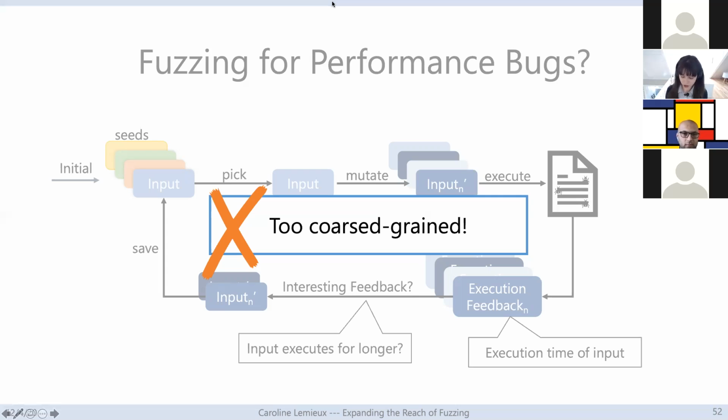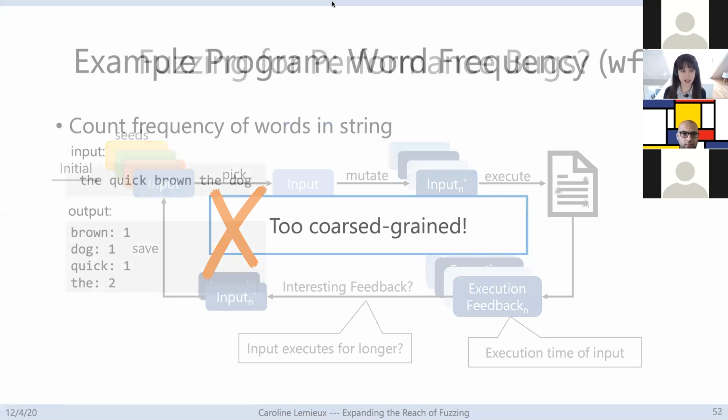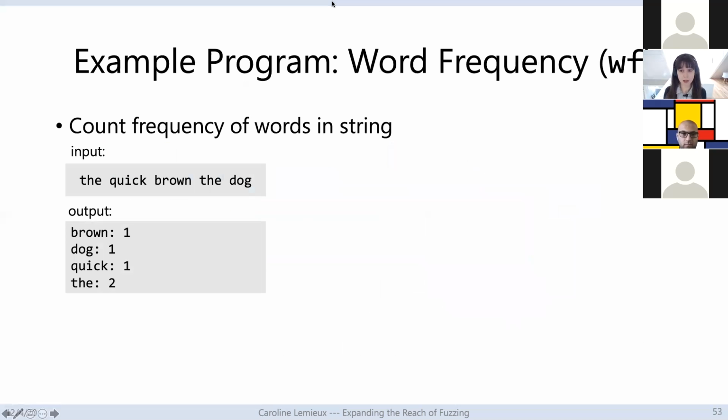So to show you why this is, we're going to take a deep dive on a program called word frequency. Its goal is to count the frequency of words in a string. So for example, the string "the quick brown the dog" has 4 unique words, and "the" occurs twice. So quick, brown, and dog occur once, and "the" occurs twice, right?